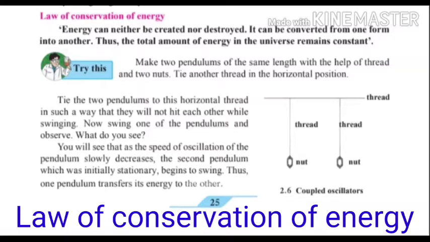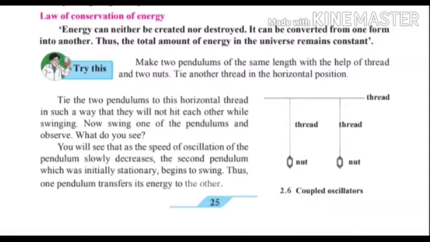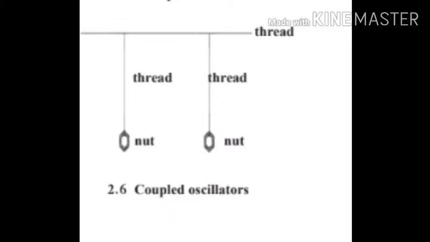From this diagram, we can study the following points. Tie the two pendulums to this horizontal thread in such a way that they will not hit each other while swinging. Now, swing one of the pendulums and observe. What do you see? You will see that as the speed of oscillation of the pendulum slowly decreases, the second pendulum, which was initially stationary, begins to swing. Thus, one pendulum transfers its energy to the other.